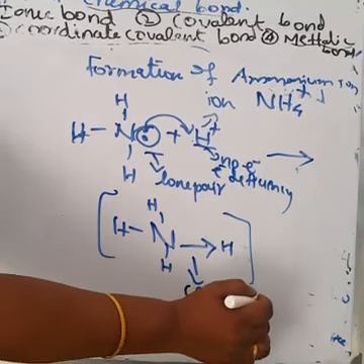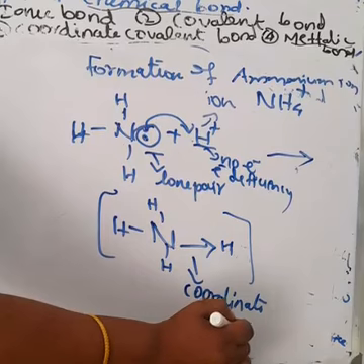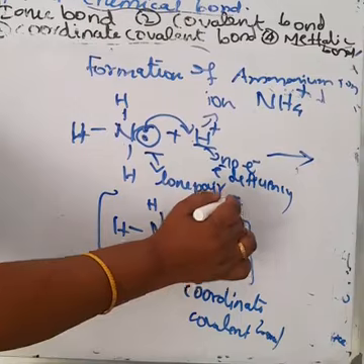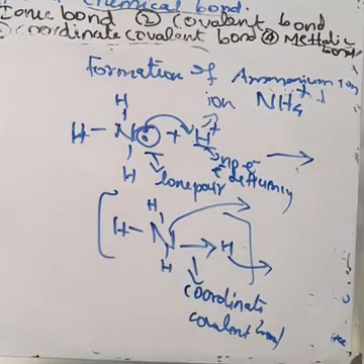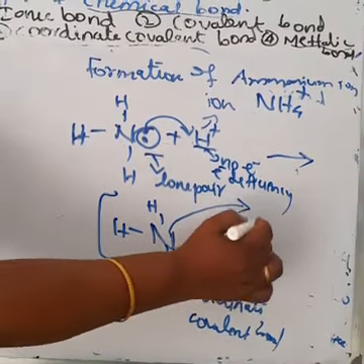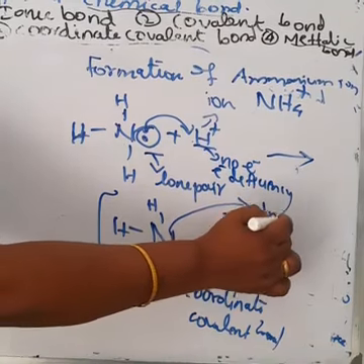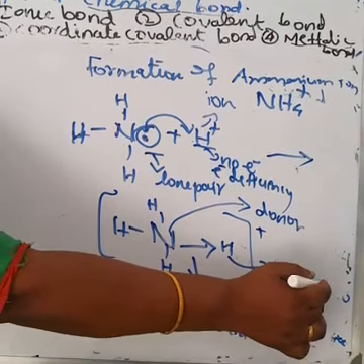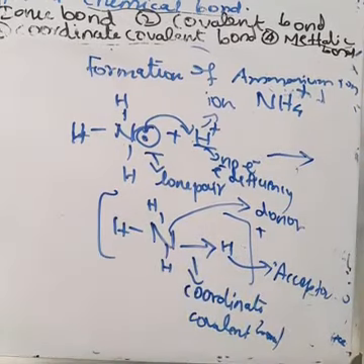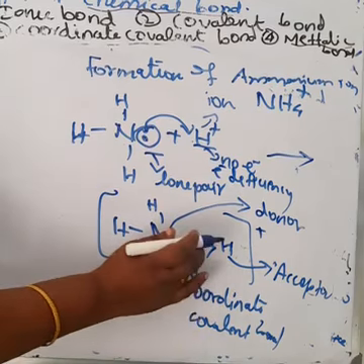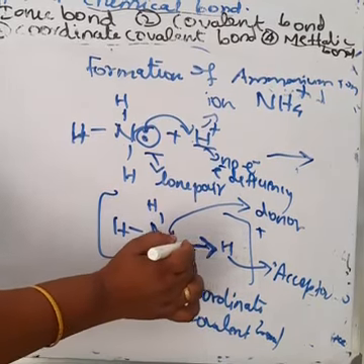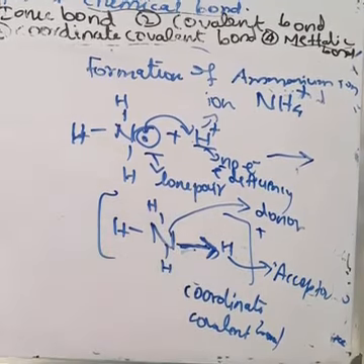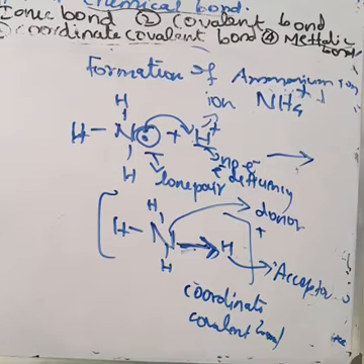Here two types of atoms are present. What are the two types of atoms? Donor atom and acceptor atom. Nitrogen is the donor atom, hydrogen is the acceptor atom. The coordinate covalent bond is indicated by the arrow mark. Understand? I hope you understood.